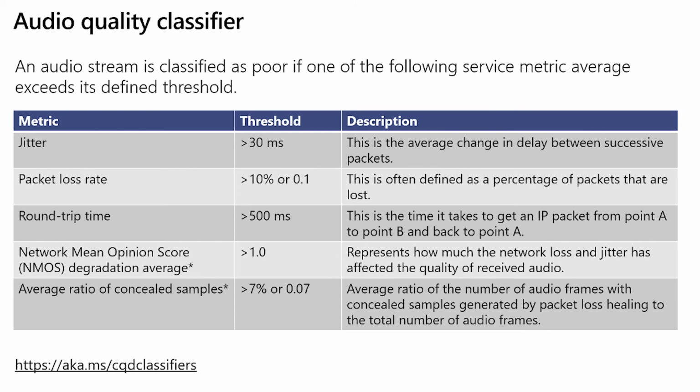Round trip time. This is the time it takes to get an IP packet from point A to point B and back to point A. This network propagation delay is tied to the physical distance between 2 points and the speed of light, and includes additional overhead taken by the various devices in the network path. Round trip time in excess of 500 milliseconds will cause the call to be classified as poor.